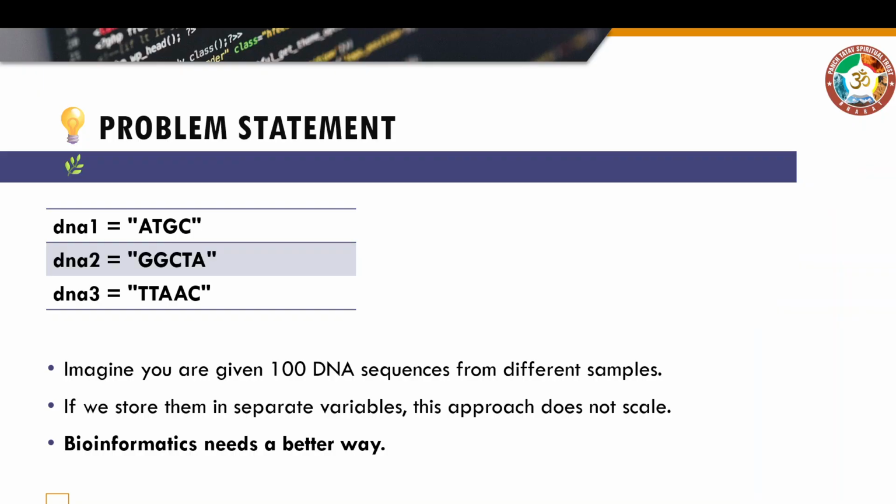So imagine that you are given 100 DNA sequences from different samples. Now, if we store them in separate variables, that means we will have to make 100 different variables. Now, it becomes really messy and it is almost impractical. So, to make 100 variables to store 100 different DNA sequences, this approach is really bad. So what we should do instead? We should make a list.